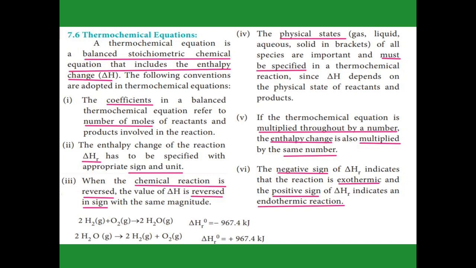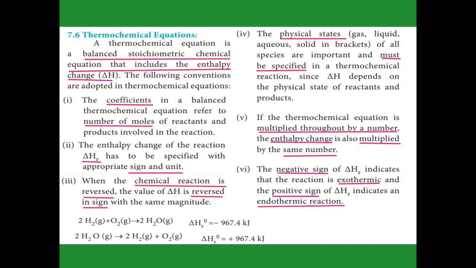Thermochemical equation. Chemical equation means we know very well there is some reactant, the reactants react together to give the product. Then what is thermochemical equation? Thermo means what? It is heat. So the equation containing heat is called a thermochemical equation. How can you specify the heat? The heat is specified with the help of enthalpy change. The delta H value will be included in the chemical equation.